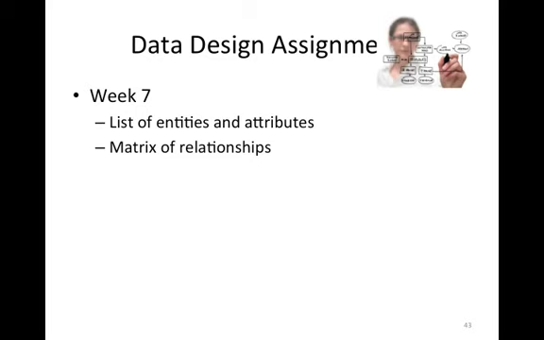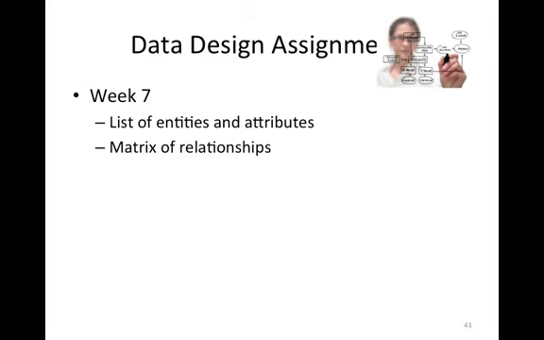This first assignment is to create a list of entities and attributes, and then I'd like you to make a matrix of the relationships. So in week 7, you're going to create a document that lists the entities. If we think about that example we had in the second video of actually identifying entities: the departments, employees, supervisor, project. Those are the list of entities.